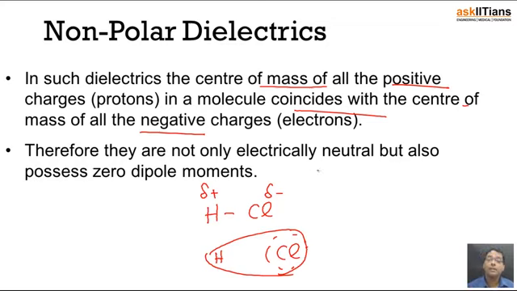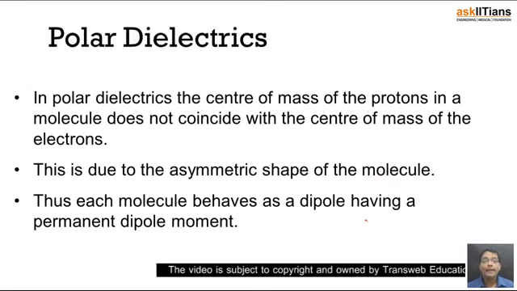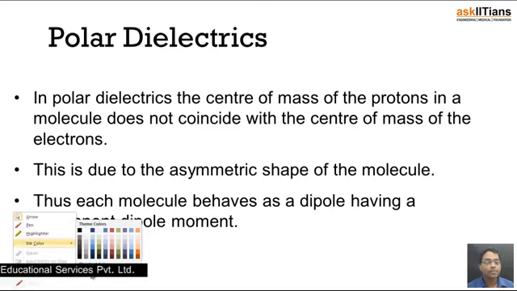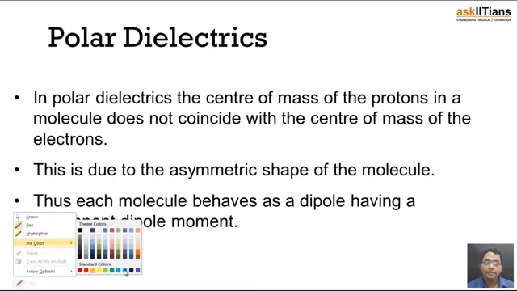But if we talk about a neutral molecule, or basically a non-polar dielectric, in that case it's going to be completely at the center. So therefore these molecules are not only electrically neutral but also possess zero dipole moment. Zero dipole moment because the center of positive and negative charges are exactly at the same point. Further, if you classify the polar dielectrics, as we understood for the case of non-polar dielectrics, what they had is that the center of positive and negative charges was exactly at the same position. But in this case, it is not the case.